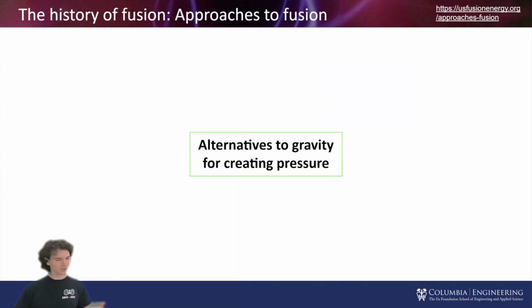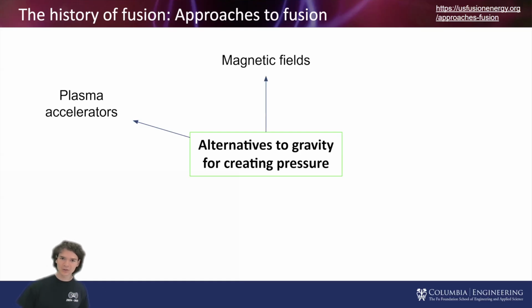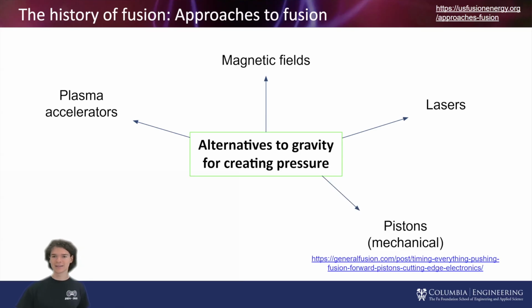So there are some alternatives to gravity that humans have thought of and created for generating this immense pressure and the forces needed to overcome the Coulomb barrier and make fusion. Plasma accelerators are one of them. Magnetic fields are another way that we can create lots of pressure. Lasers are another way. Pistons, in a mechanical way, are another way.